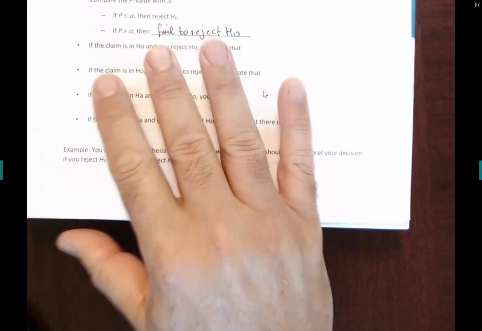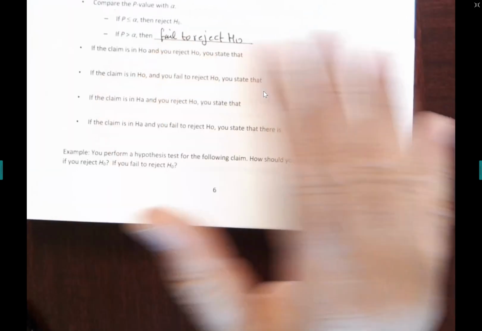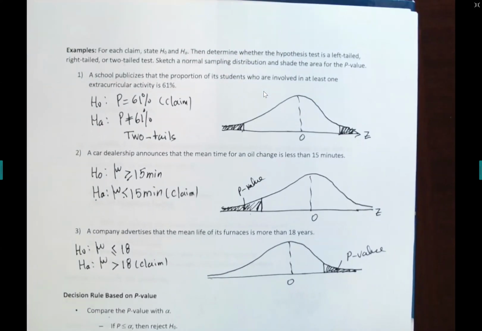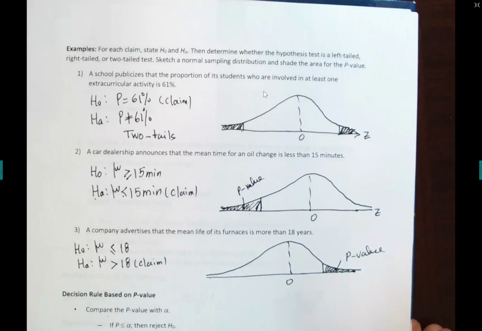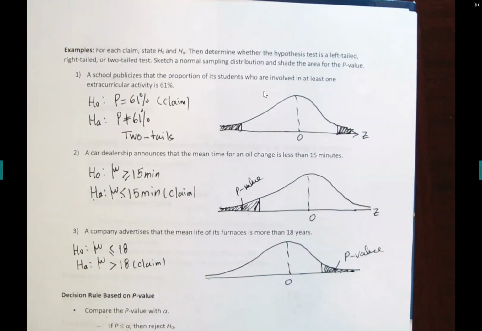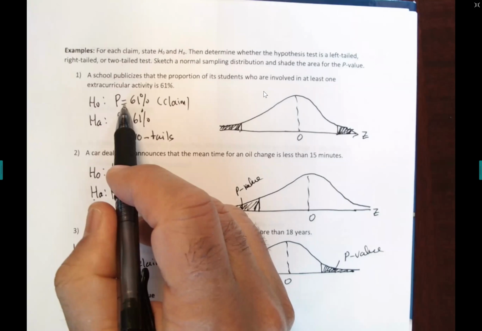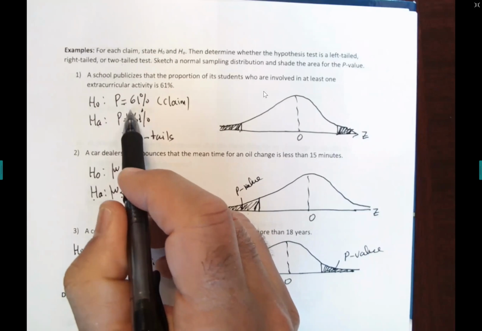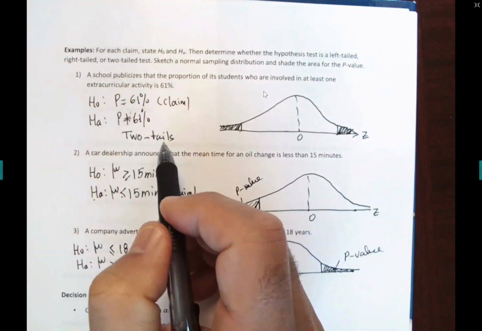Okay, let's do this example. For each claim, state H0 and HA, then determine whether the test is left-tailed, right-tailed, or two-tailed. So assume, guys, you don't see the answers. A school publicized that the proportion of the students who are involved in at least one extracurricular activity is 61%. So H0 is p equals 61%. HA will be p not equal to 61%. And as you know, the not equal sign means that we have a two-tailed test.